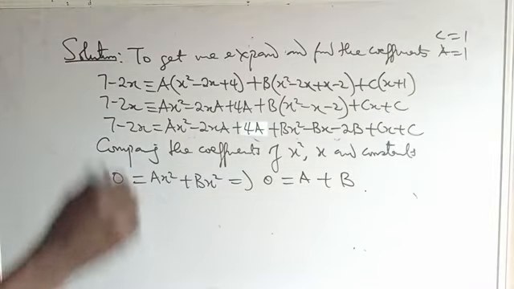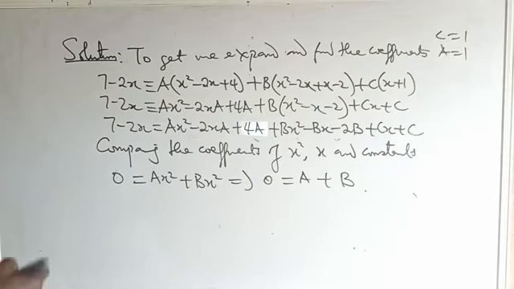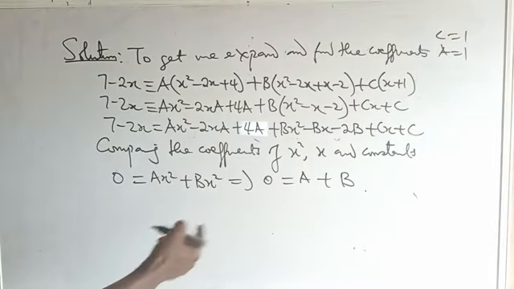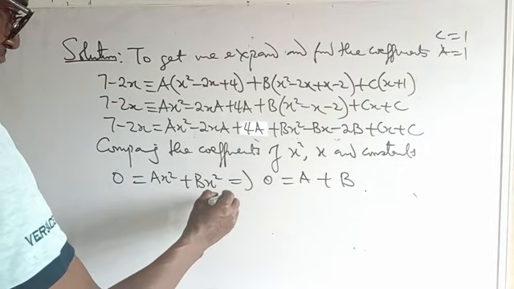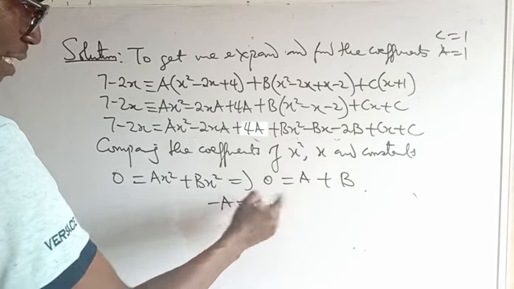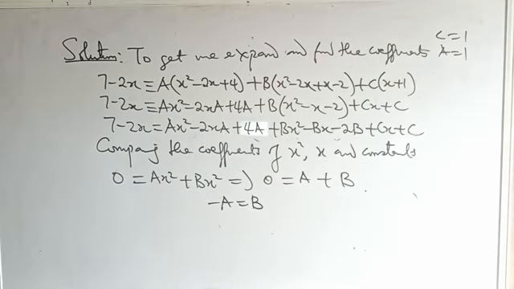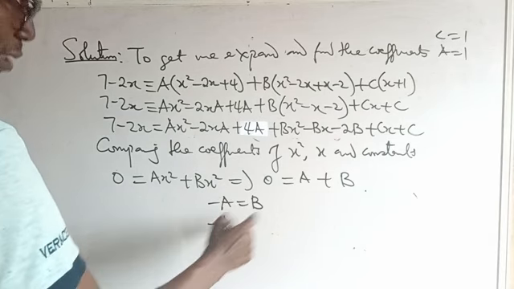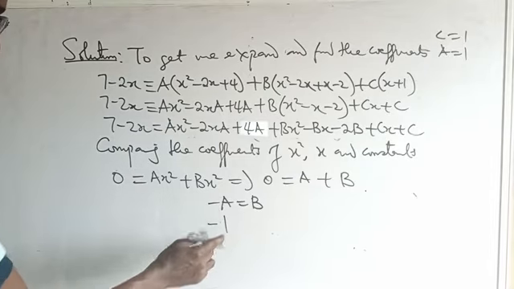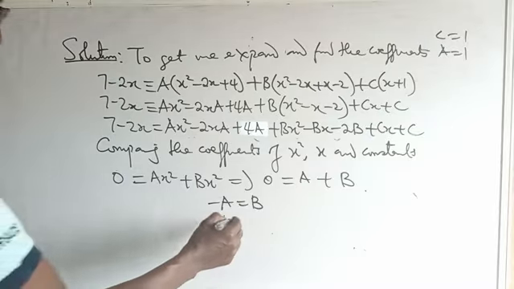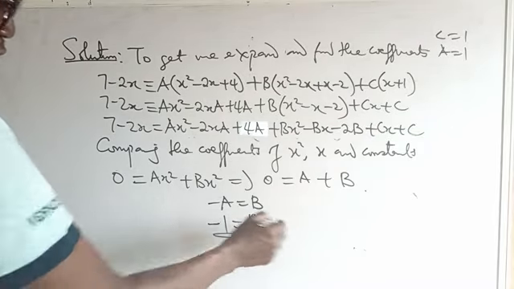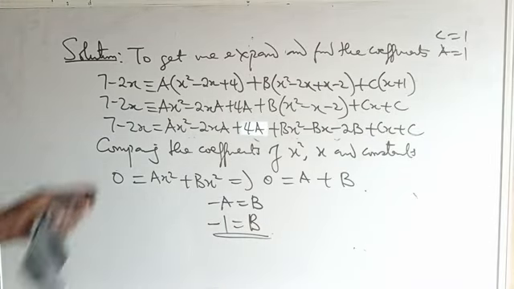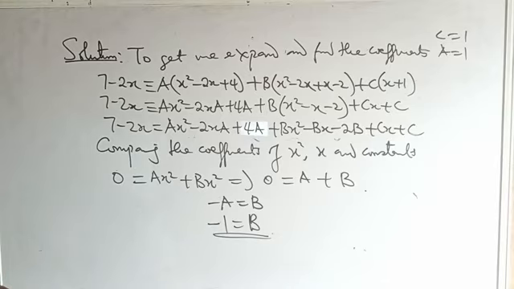Don't forget our target is to get b. So from here, how do we get b? a will move across, minus a is equal to b. That is, by the time you bring a here, it becomes minus a. And what is our a? We obtained 1 for a. So minus a will be minus 1, equal to b. So our b is going to be minus 1.